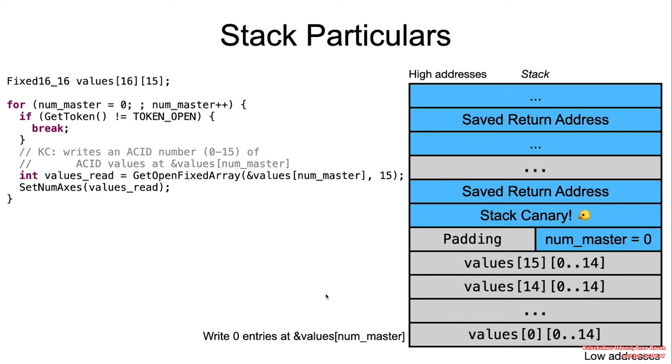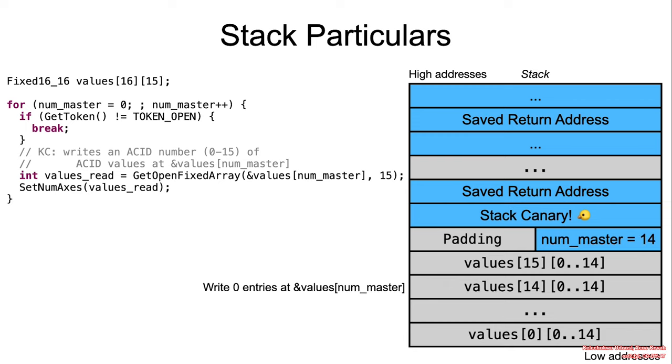So essentially, because get open fixed array can read from 0 to 15 data points, the attacker can choose to write or not write at different entries when writing data into the values array. So for example, for the first element, the attacker can choose to not write any data. So writes no entries at non-master. Right now, non-master is 0. The attacker continues, writes 0 entries, assuming now that we're at the end of 14. So we are pretty much getting close to the end of this array.